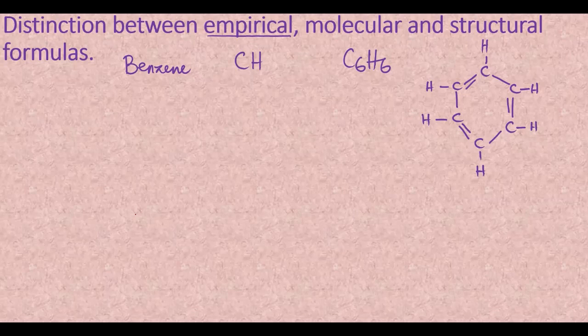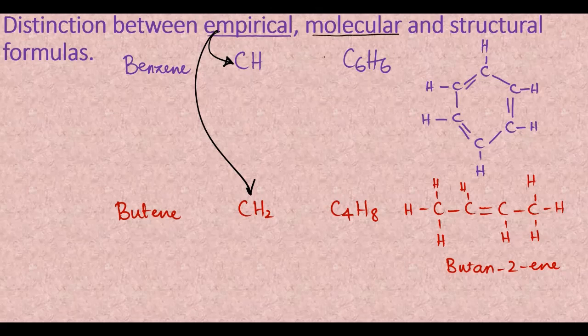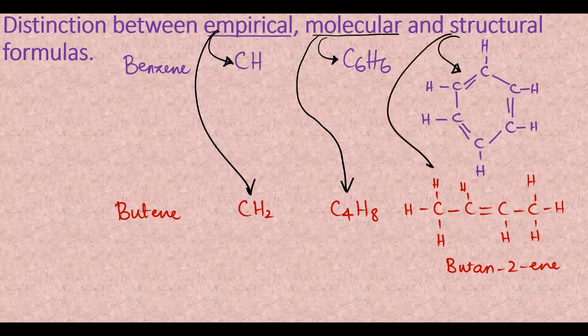We can take another example of butene with a molecular formula of C4H8. The empirical formula would be CH2, that is the simplest whole number ratio, and the structural formula is showing the details of all the bonds and the atoms attached in their respective format. So this is butane 2-ene. So the empirical formula refers to the simplest whole number ratio, while molecular formula is showing the actual ratio of all the atoms in a molecule, and the structural formula shows the structure of a molecule.